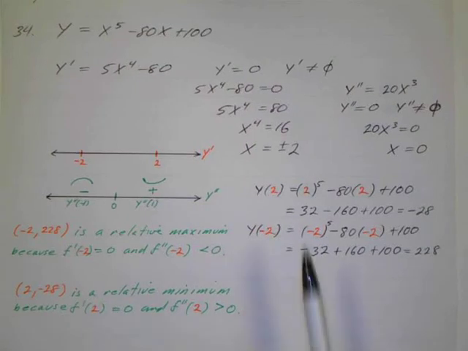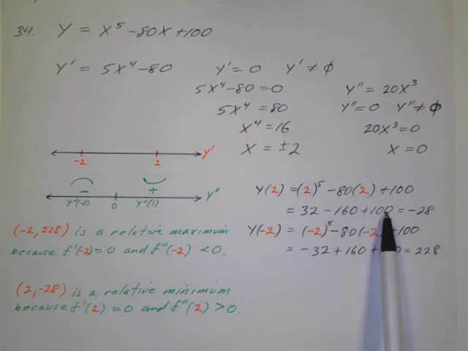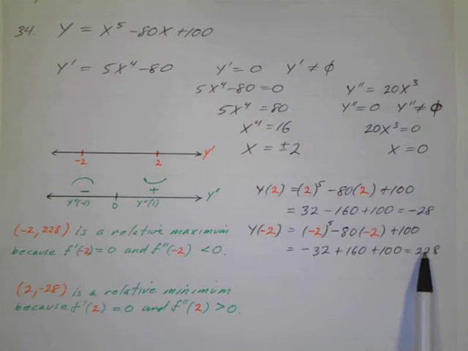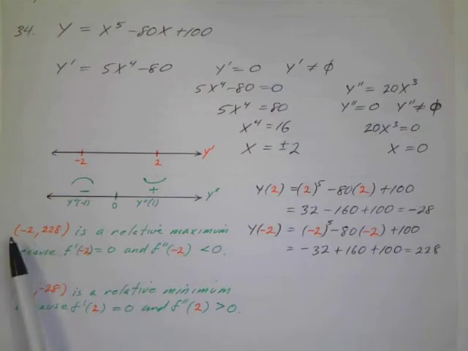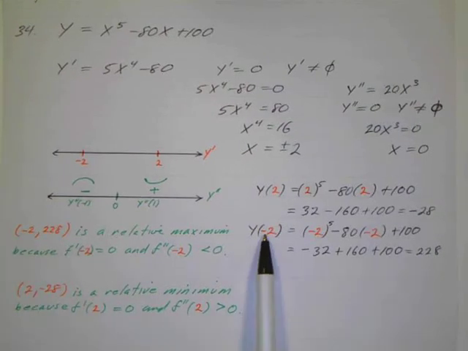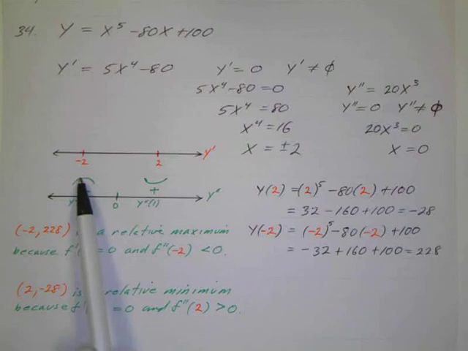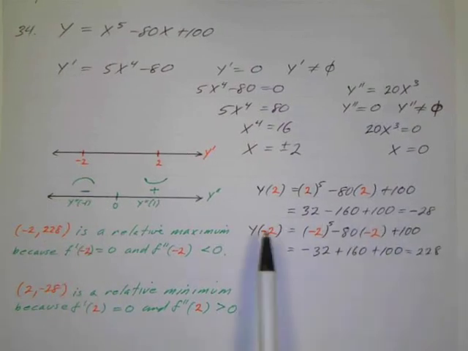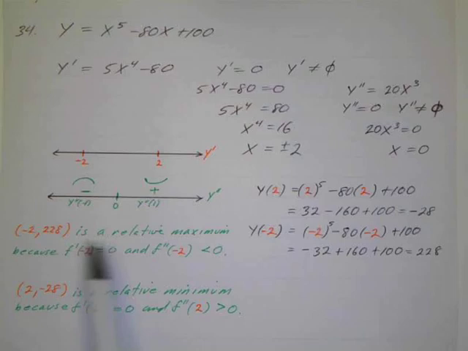2 to the fifth is 32, minus 160 plus 100 is negative 28. And if I put negative 2 in here, negative 2 to the fifth is negative 32, plus 160 plus 100 is, again, positive 228. So these are my points. So I could say that negative 2, 228 is a relative maximum, right up there, because f prime of negative 2 is 0.